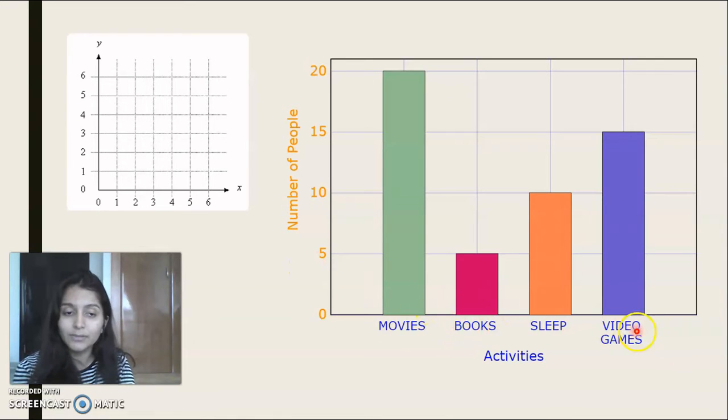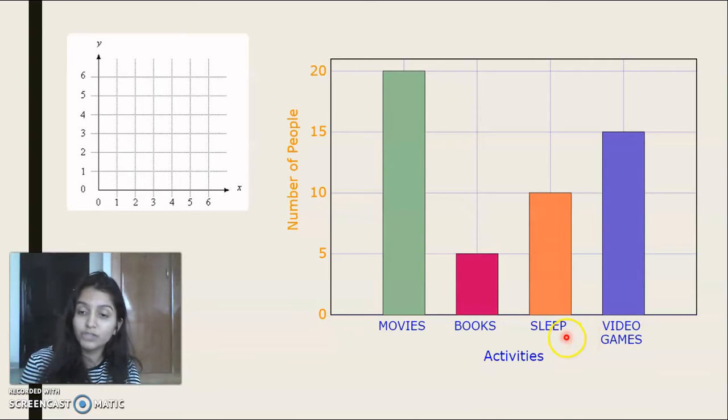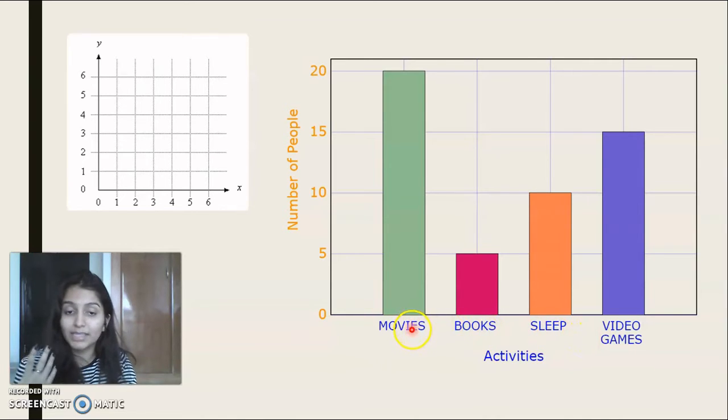Now, these values need not always be numbers. Depending on what your data is, these values can also keep changing. So sometimes it can be years, sometimes it can be random numbers that mean the marks on the math test, and sometimes it can be these activities like movies, books, sleep, and video games. Okay, so with that the x-axis is pretty understood.